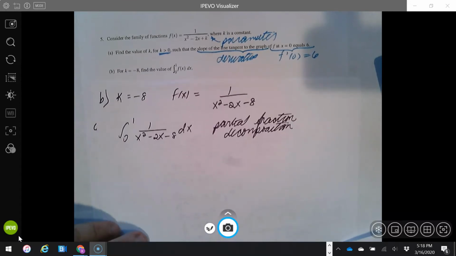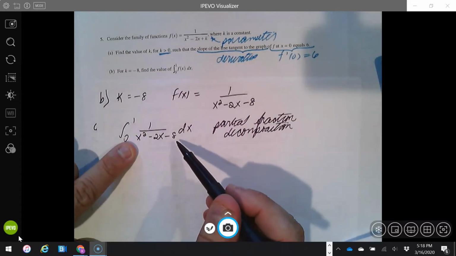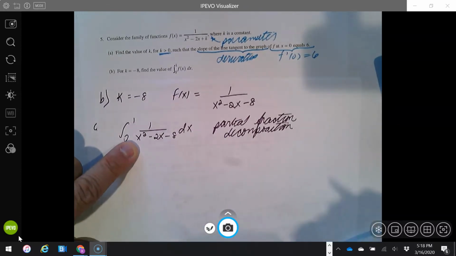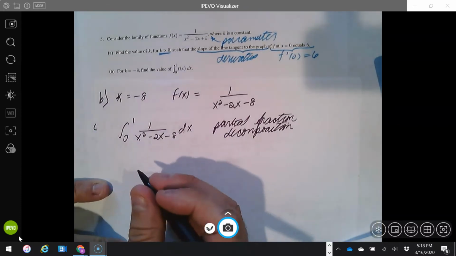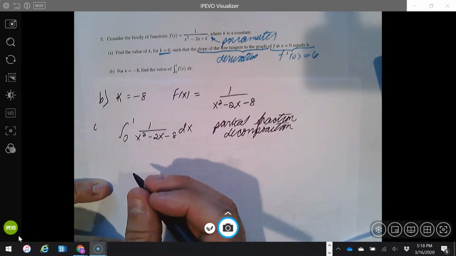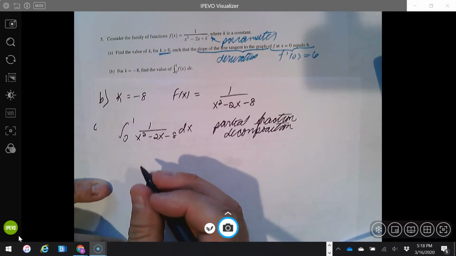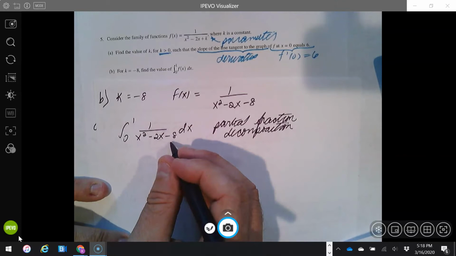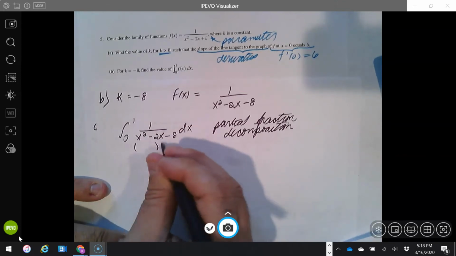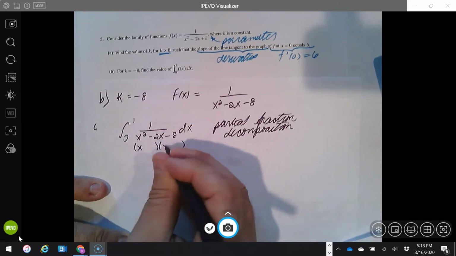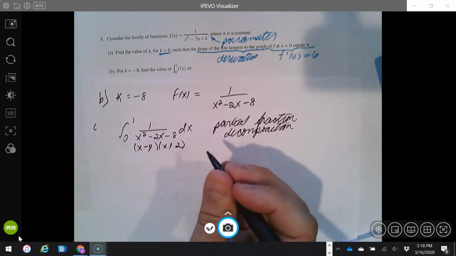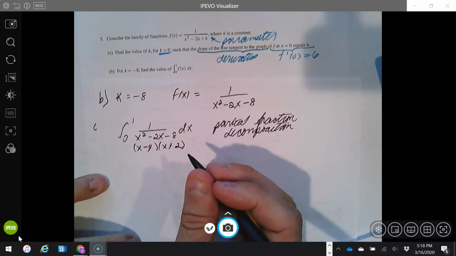Remember, the goal is to rewrite your fraction as 2 or more smaller fractions, easier to integrate, easier to work with. So the goal here is to figure out how to go about rewriting this 1 over x squared minus 2x minus 8 as different fractions. The way that you're going to start is you're going to factor. X squared minus 2x minus 8 factors as x minus 4 times x plus 2.